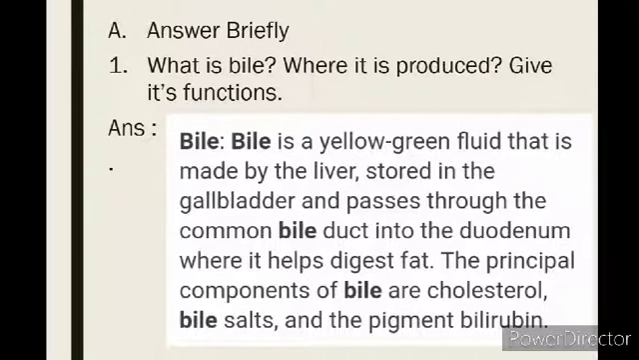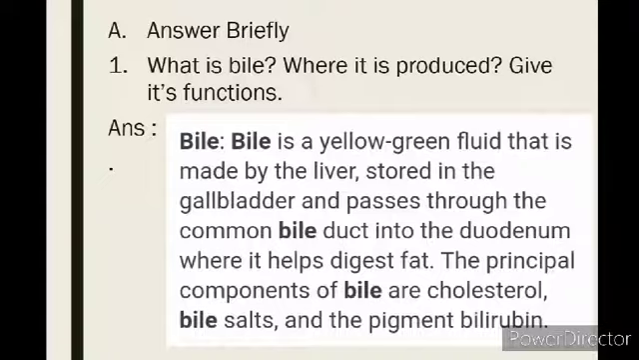So children, we are starting with question number 1 of exercise B, answer briefly. Question number 1 is: what is bile? Where is it produced? Give its function. Children, you all know that bile is produced in the liver and it is stored in the gallbladder, and its main function is in the digestion of fats. So we will write the answer as bile.